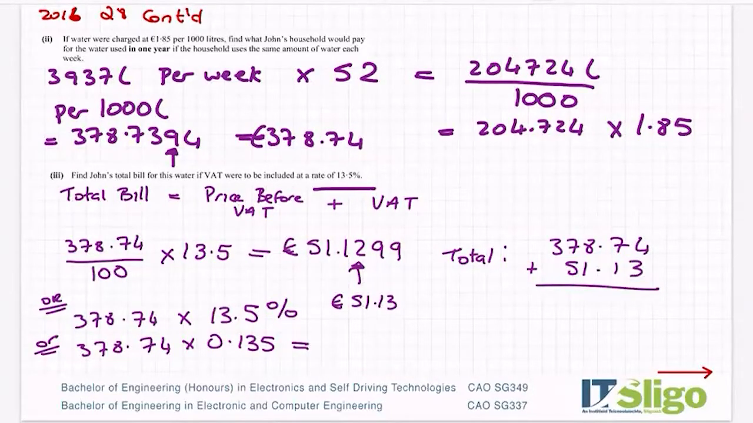And add it on. So you get 429.87 and of course the euro symbol. So that's the total bill for John for his water with VAT.